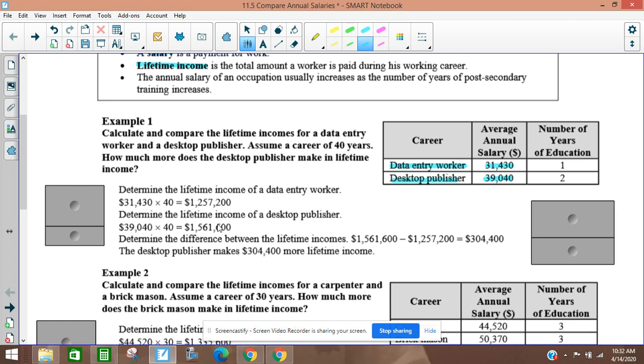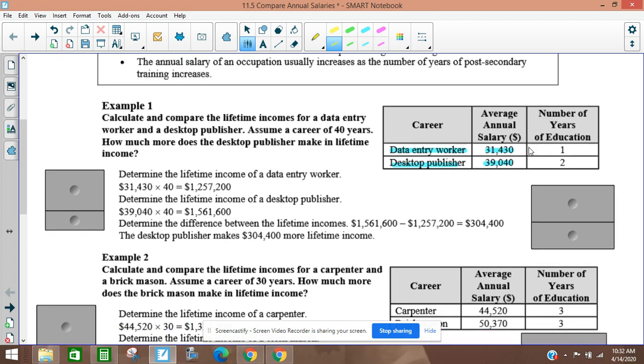Now in this example, there are two ways to solve it. The first one that they're showing you here, they take what they make a year and multiply it times 40. Notice it's $31,430 that the data entry worker makes in 1 year, then multiply times 40, and that person makes $1,257,200 in a 40-year working career.